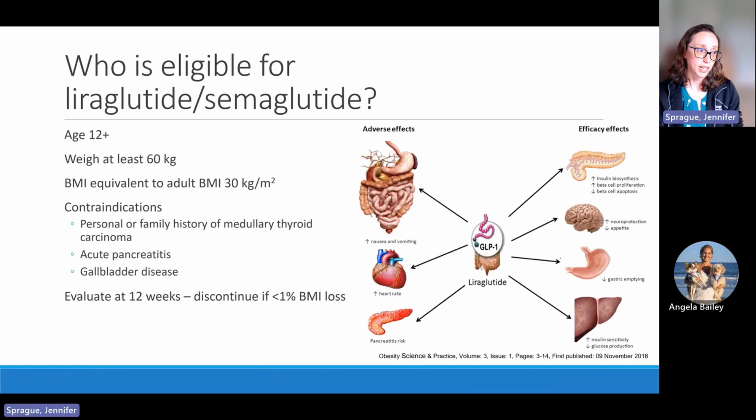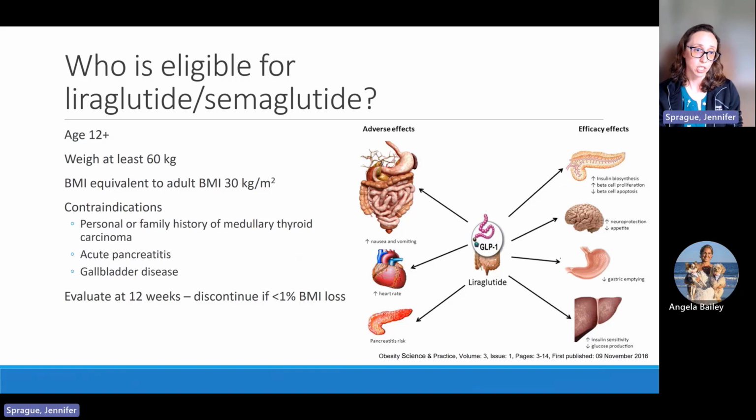Who is eligible for these medications? Patients that are 12 and older, weigh at least 60 kilos, have a BMI equivalent to an adult BMI of 30. But it's contraindicated if there's a family history of medullary thyroid carcinoma, because in rats it showed proliferation of C-cell hyperplasia. So a theoretical risk of medullary thyroid carcinoma. It's contraindicated in patients with acute pancreatitis or gallbladder disease. And it is recommended that you evaluate the response to treatment at 12 weeks on the full treatment dose.